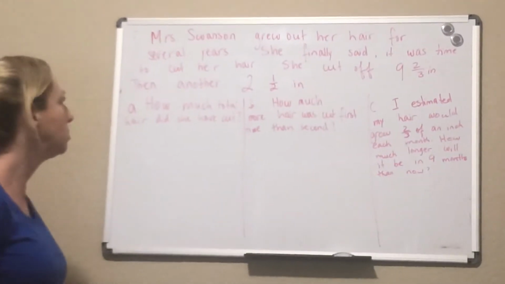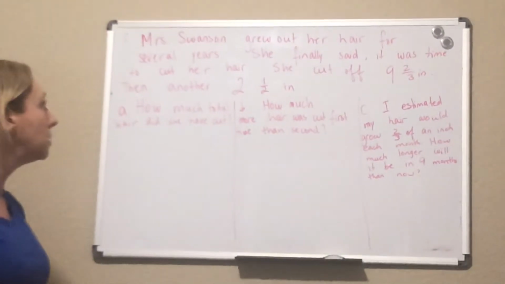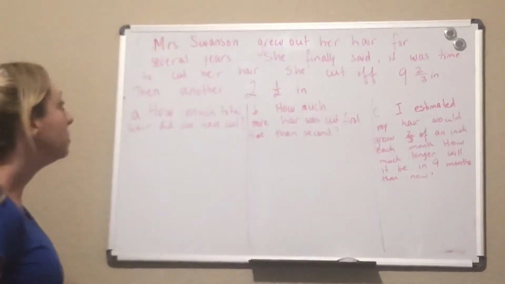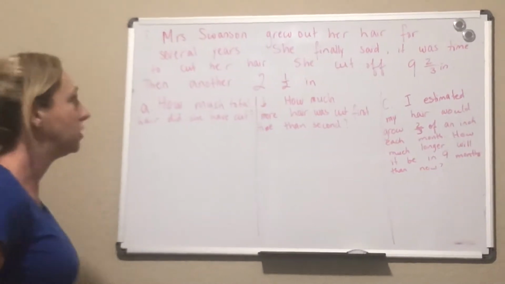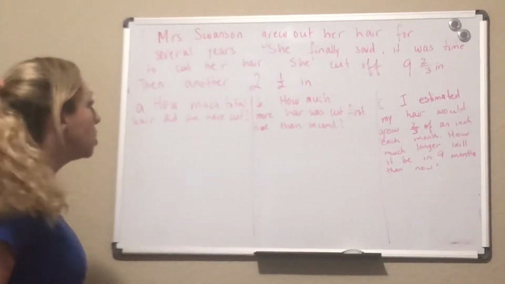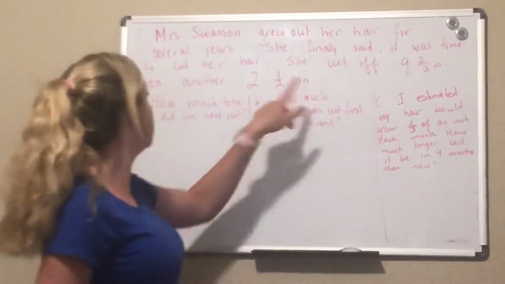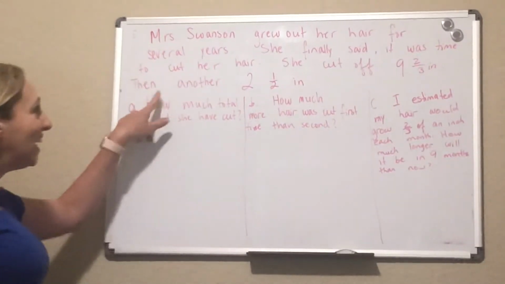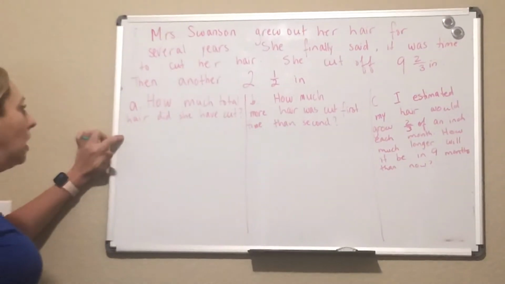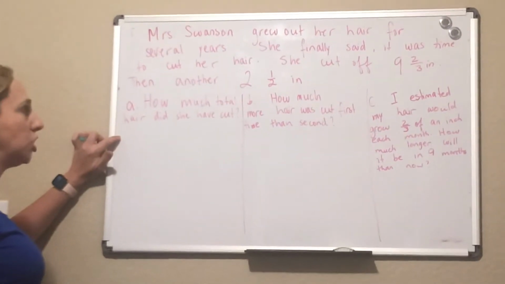So we're going to be working on word problems that involve adding and subtracting fractions. Your problem is, Mrs. Swanson grew out her hair for several years. She finally said it was time to cut her hair. She cut off 9 2/3 inches. Then she cut off another 2.5 inches. So part A, how much total hair did she cut?